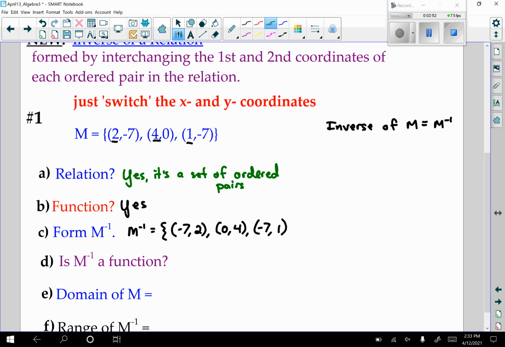Now is the inverse a function? Let's take a look at our x values. Looks good so far, but then right there, no. -7 repeats.